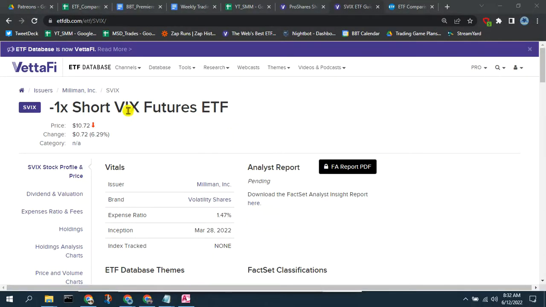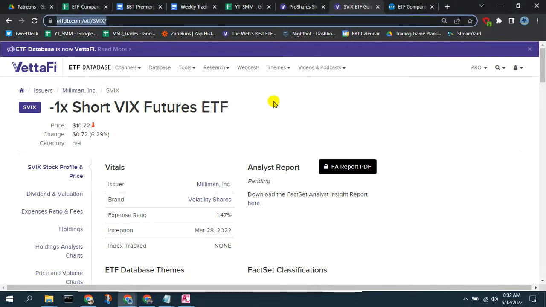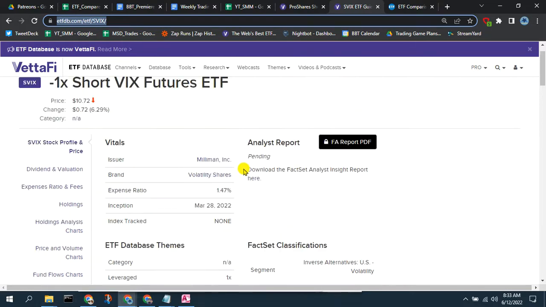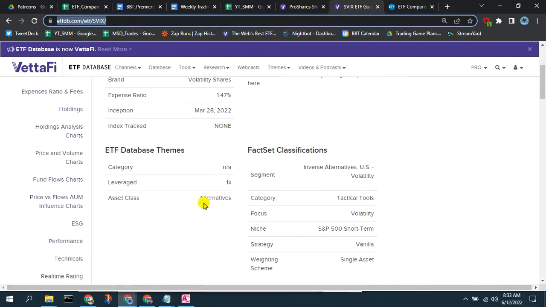Okay, let's look at the profile for SVIX, the -1x short VIX Futures ETF in the ETF Database. I'll put the direct link to this profile in the description box below. We can see this is a relatively new ETF to short the VIX. It came out March 28 of 2022, so it doesn't have complete information. We can see it's a leveraged -1x. It's an inverse ETF, so it's shorting the VIX using the VIX futures.